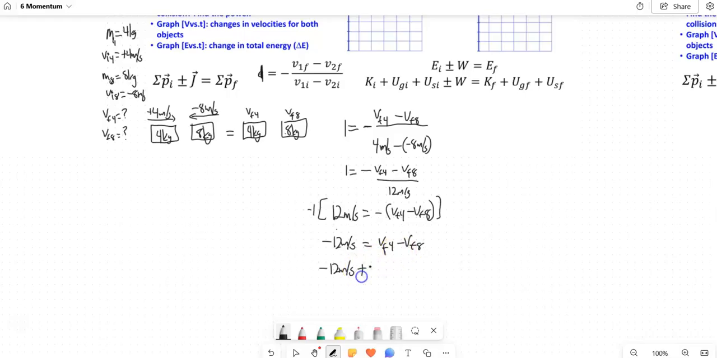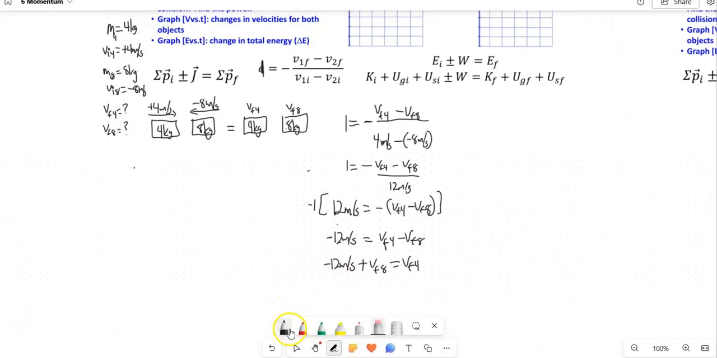So we're going to add that onto the other side. V final 8 equals V final 4. So let's go ahead and plop this. Actually, before we go ahead and start substituting this equation into here, let's refine this.